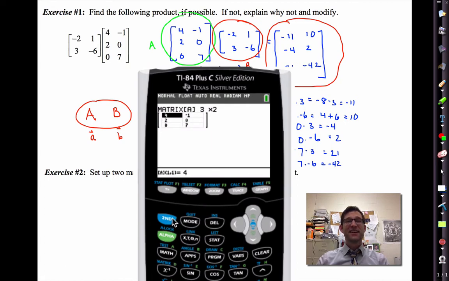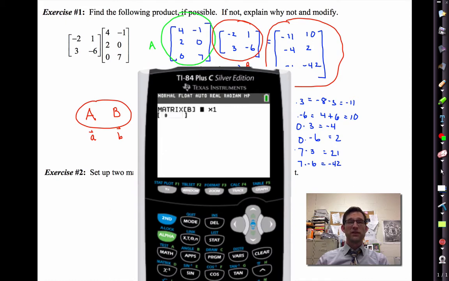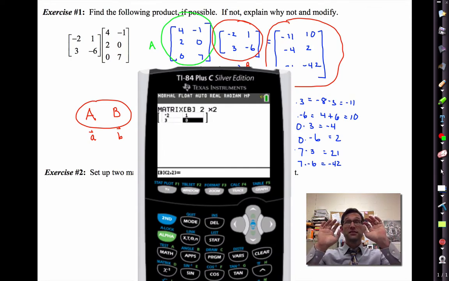Now I'm going to exit this, and I'm going to go in and edit matrix B. It wants to know what its size is. It's a 2 by 2. So there we go. Now I'm going to put in -2, enter, 1, enter, 3, enter. I can even do it without hands. -6, enter. Woohoo! And now I'm going to get out of this and go back to the main screen.